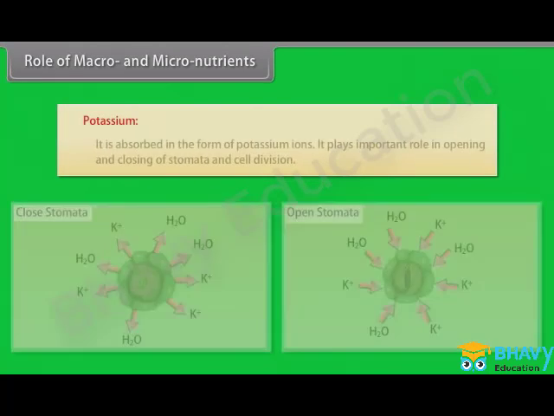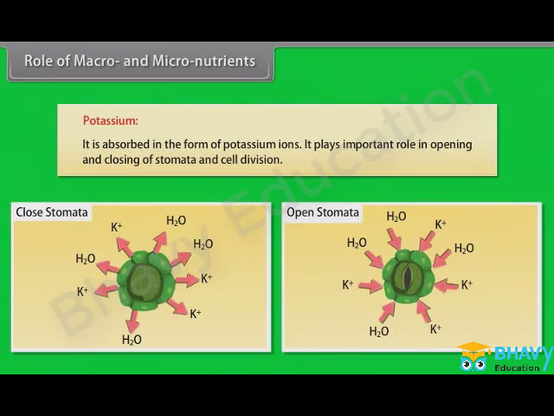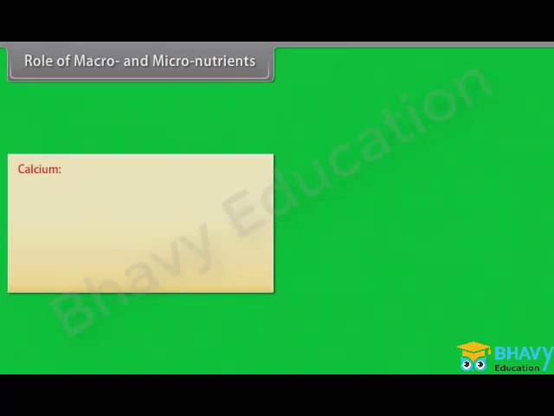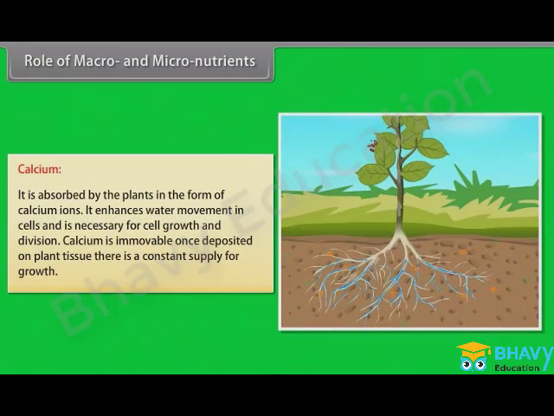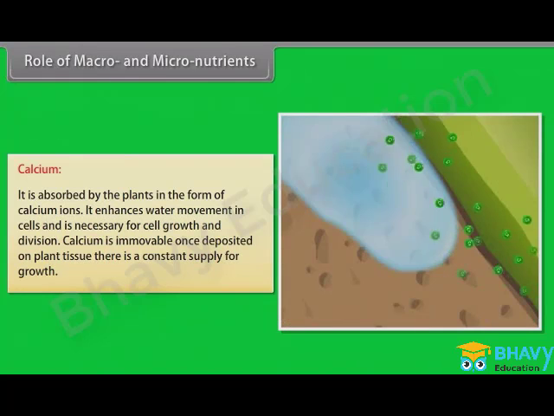Potassium. It is absorbed in the form of potassium ions. It plays an important role in opening and closing of stomata and cell division. Calcium. It is absorbed by the plants in the form of calcium ions. It enhances water movement in cells and is necessary for cell growth and division. Calcium is immobile. Once deposited in plant tissue, there is a constant supply needed for growth.